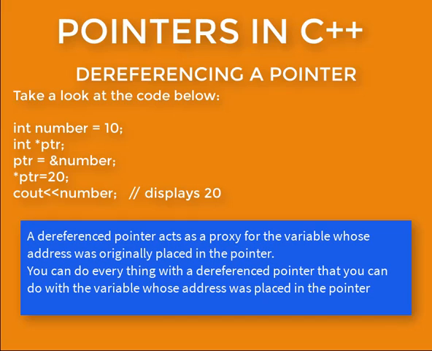Therefore, you can do everything with a dereferenced pointer that you can do with the variable whose address was placed in the pointer. A dereferenced pointer literally acts as a proxy for the variable whose address was originally placed in the pointer. Essentially, a dereferenced pointer and the variable whose address is in the pointer become one and the same thing.